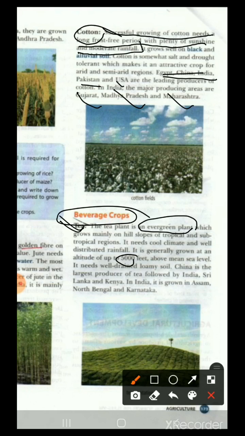It grows well on hill slopes or mountain sides, as stagnant water is injurious to the plant. It needs a cool climate, well distributed rainfall, heavy dew and well drained loamy soil. China is the largest producer of tea, followed by India, Sri Lanka and Kenya. In India, it is grown in Assam, North Bengal and Karnataka.